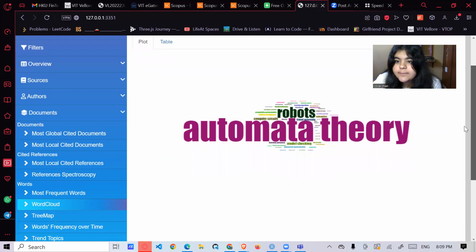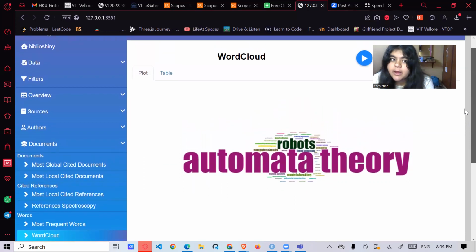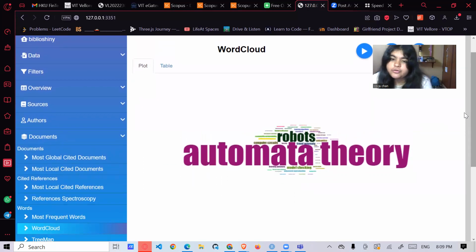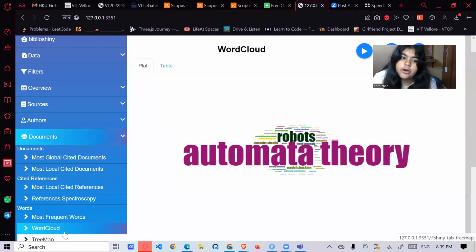If you want to tell a layman what the database is about, you can show them this, and they will get a rough idea. It is visually appealing and easier to understand, so this has been used a lot.